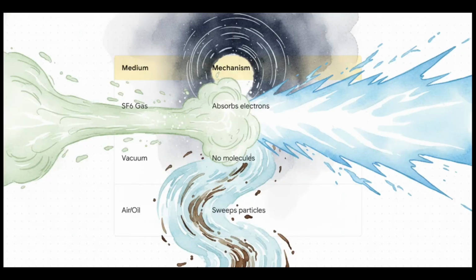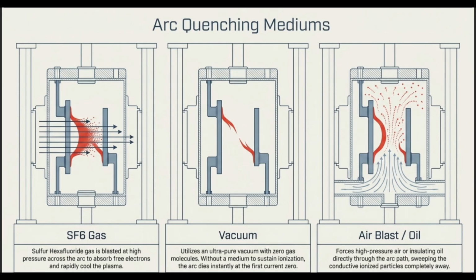To actually win this battle, the breaker has to literally blow out an electric fire using some of the most extreme engineering on the planet. Breakers use specialized mediums to suffocate that arc. Some blast SF6 gas, sulfur hexafluoride, at high pressure right across the arc to absorb the free electrons and kill it.